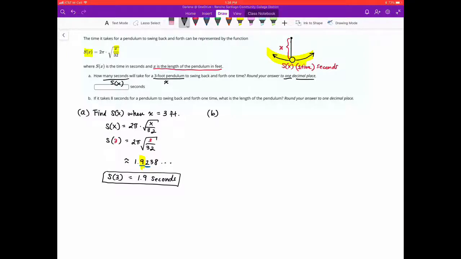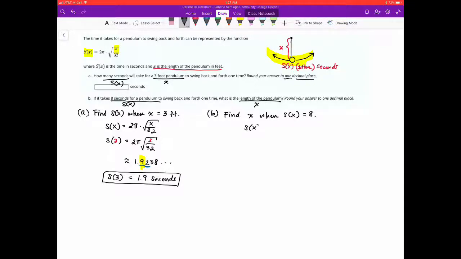Okay. Part B says, well, what if we give you the time? What if we tell you it takes 8 seconds for this pendulum to swing back and forth one time? What would be the length of the pendulum? Well, we know the length of the pendulum is given to be the variable x. So this means they must be giving us s of x. So essentially, we need to find x when the number of seconds given, s of x, is equal to 8.